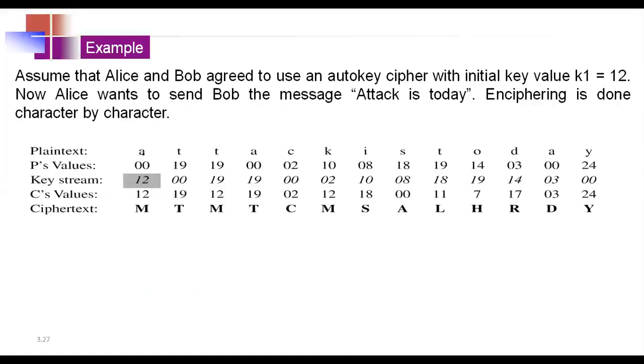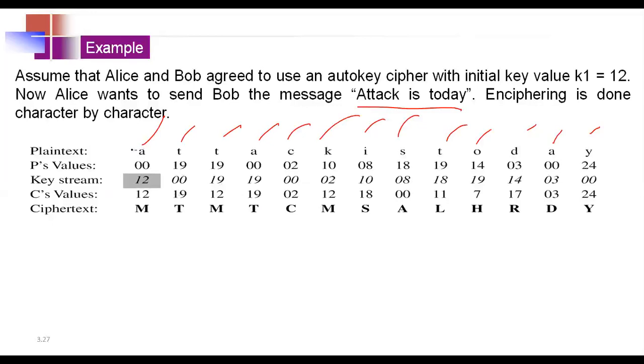See this example here. Assume that Alice and Bob, the sender and receiver, have agreed to use an autokey cipher with initial key value K1 equal to 12. Now Alice wants to send Bob the message, attack is today. What is the plain text? Attack is today. Enciphering is done character by character. For example, A, T, T, A, C, K, is, today. Now this is the plain text.